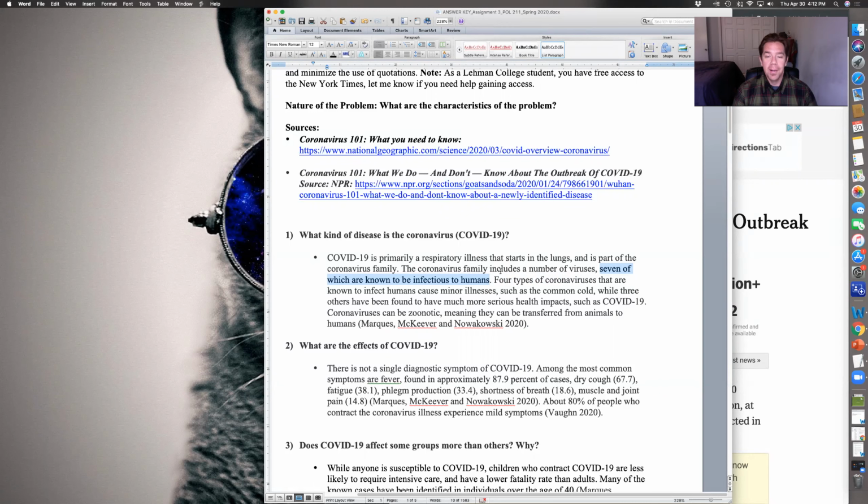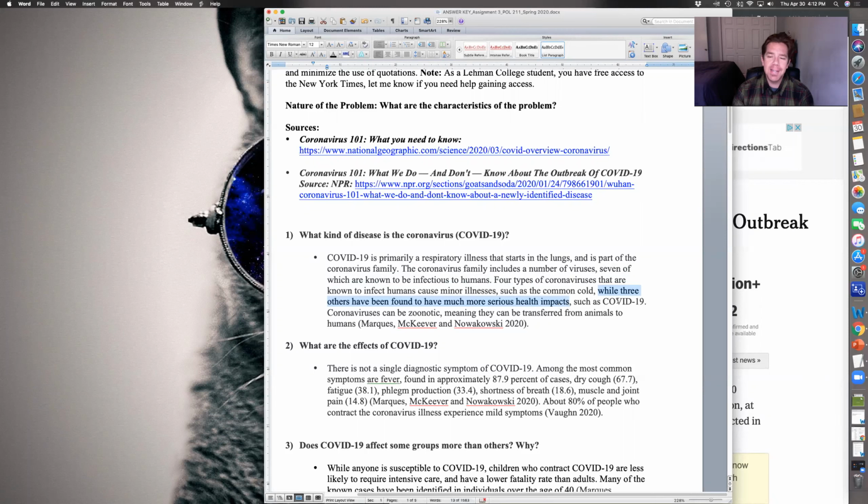4 types are known to cause minor illnesses. So of those 7, 4 of the coronaviruses that we know about cause minor illnesses like the average cold. But 3 have been linked to serious health impacts, such as SARS, which I believe was one of the last coronavirus epidemics. It wasn't quite a pandemic, whereas currently we have this pandemic. It's global. SARS spread in a number of places.